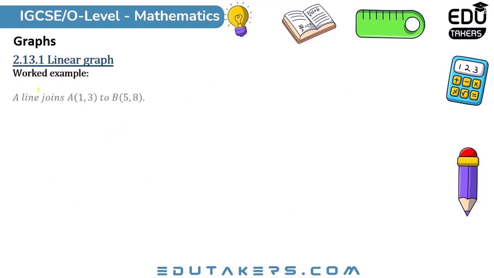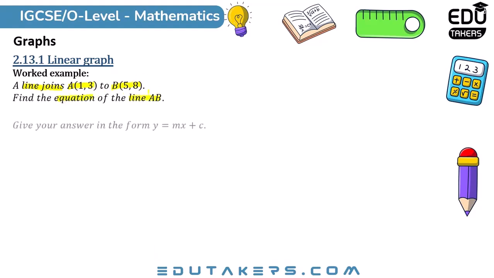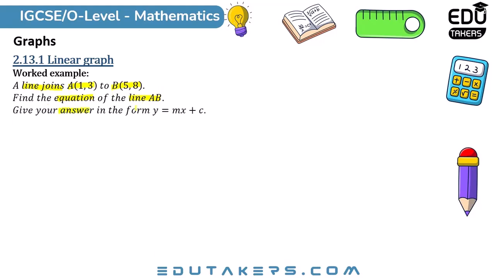Worked example. A line joins A to B. Point A is (1, 3) and B is (5, 8). Find the equation of the line AB. Give your answer in the form y equals mx plus c.